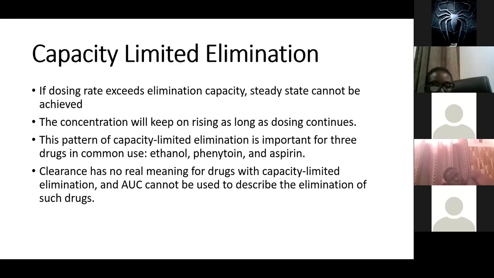So this pattern of capacity limited elimination is important for three medications: ethanol, phenytoin, and aspirin. And for these medications, the clearance has no real meaning because the clearance depends on how much of the medication is being taken. So since the medication is being taken constantly, the clearance is like there's no steady state achieved.